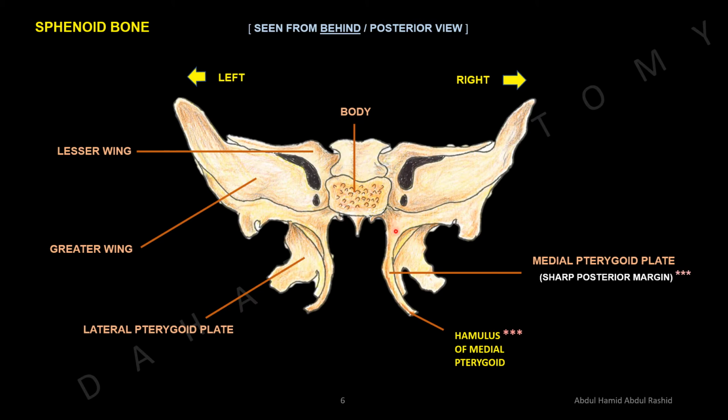This is the posterior sharp margin of the medial pterygoid plate. It ends below as the hamulus of the medial pterygoid plate. I give three asterisks: this one, this one, and the sharp margin here. They are going to be recalled.